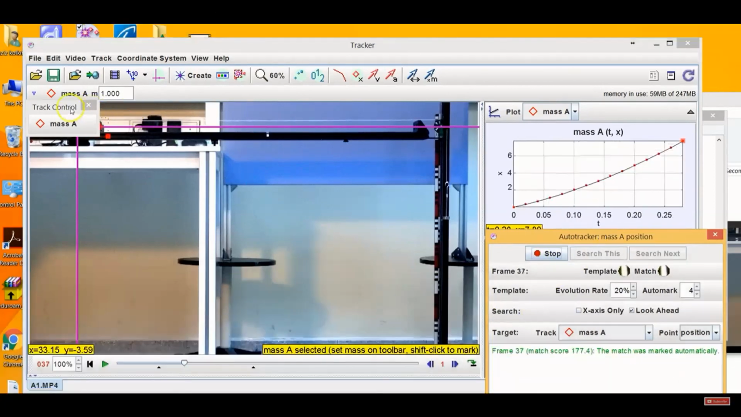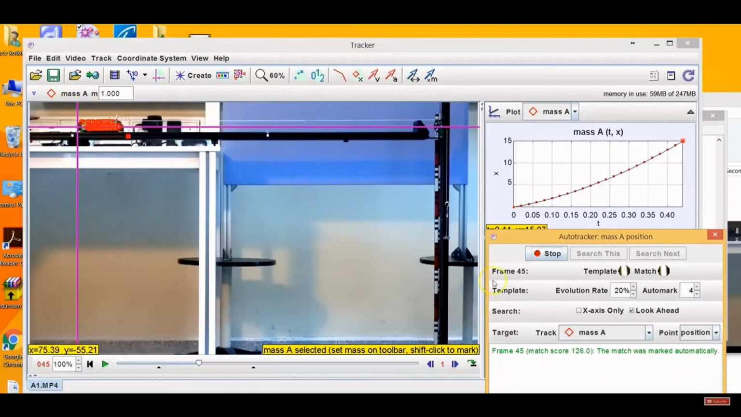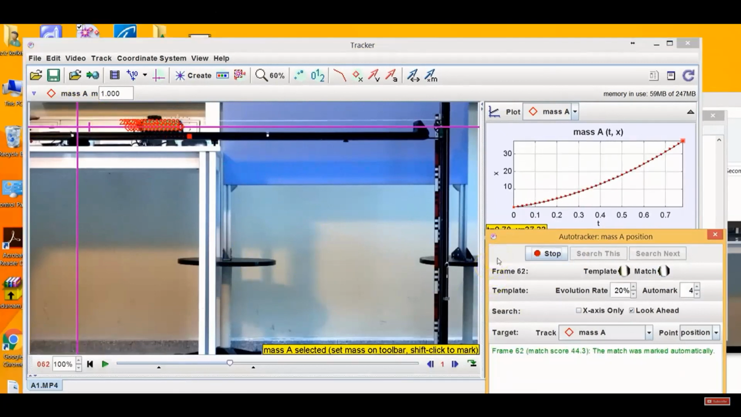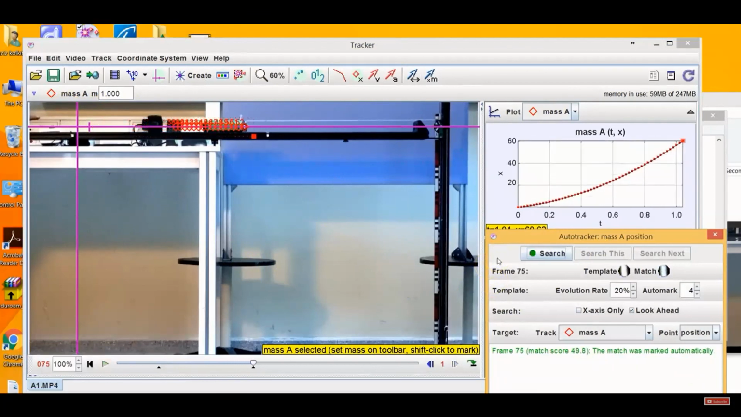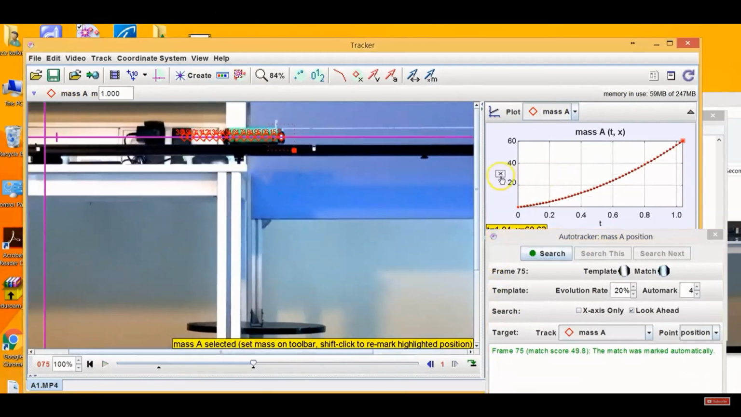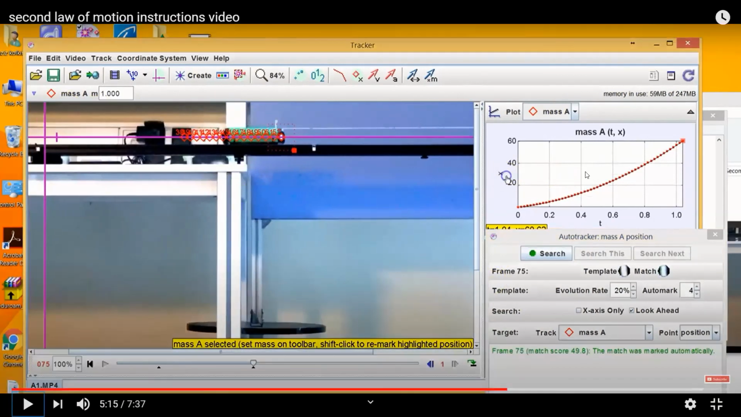When we click on the search button, Tracker will collect position data of the white label for each frame till the end of the motion. It's seen that position time data fit a parabola as expected.